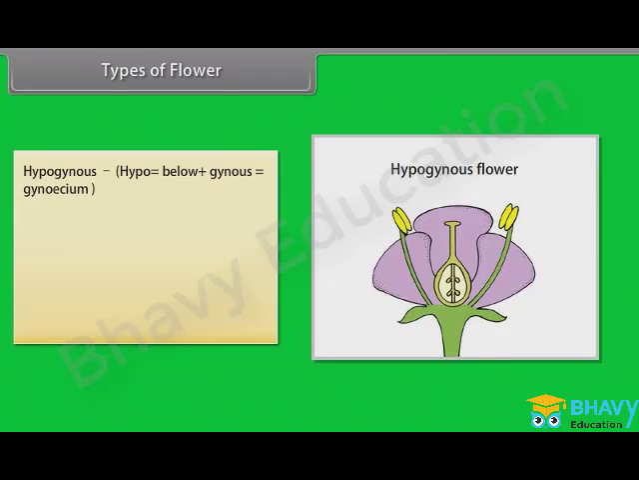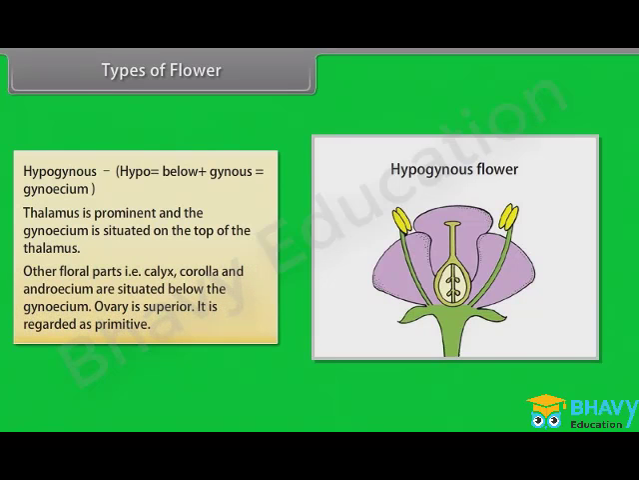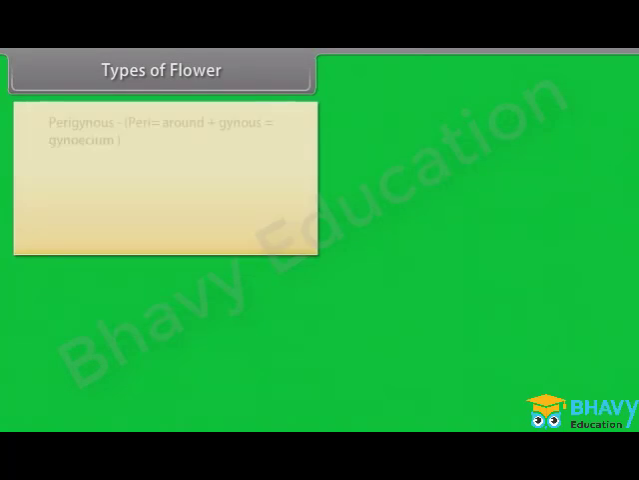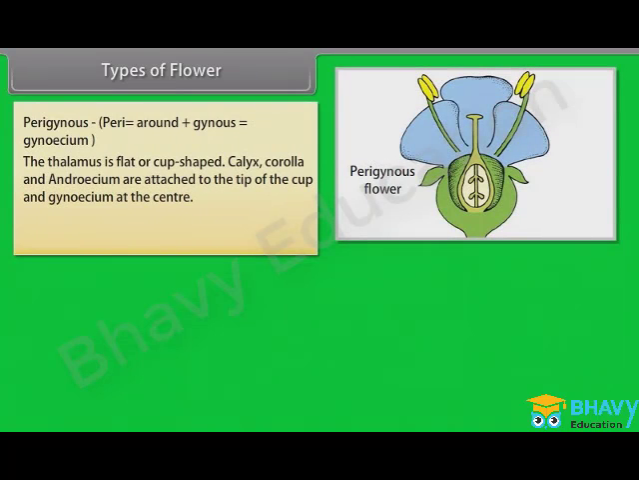Hypogynous. Thalamus is prominent and the gynoecium is situated on the top of the thalamus. Other floral parts, that is calyx, corolla, and androecium, are situated below the gynoecium. Ovary is superior. It is regarded as primitive. Perigynous. The thalamus is flat or cup-shaped. Calyx, corolla, and androecium are attached to the tip of the cup and gynoecium at the center. Ovary is half inferior. It is regarded as intermediate between hypogynous and epigynous.